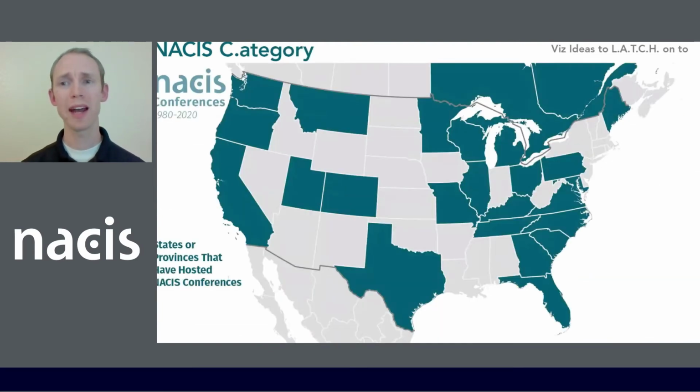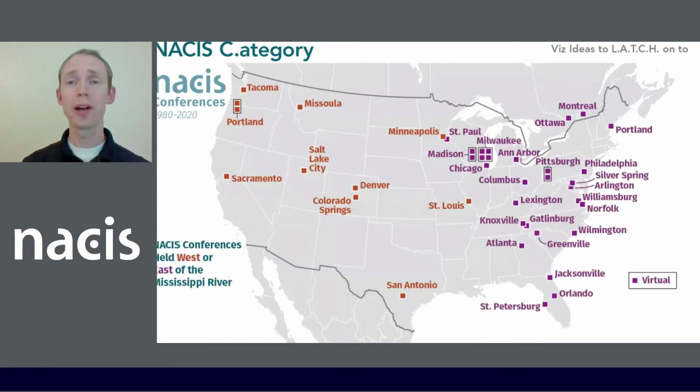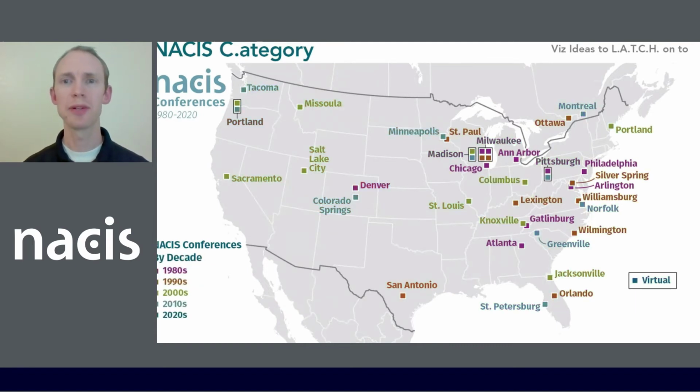Let's move from time to category. Something pretty simple. Has a state or province hosted a conference or not? You have the category of east or west of the Mississippi. I really like the Minneapolis-St. Paul divide, since St. Paul is east of the Mississippi and Minneapolis is west. You got the category of which decade the conference was held in.